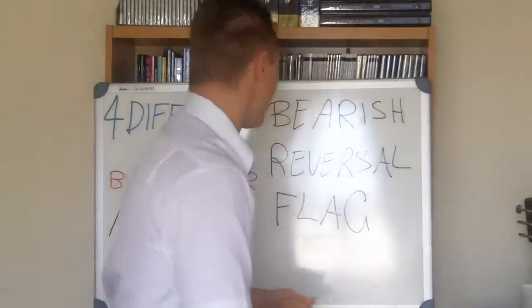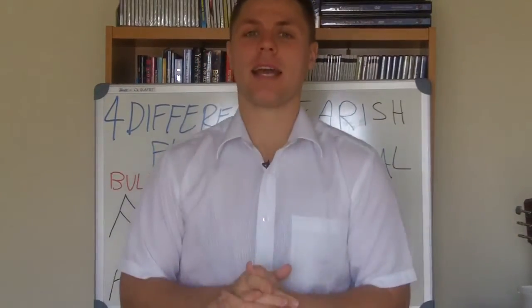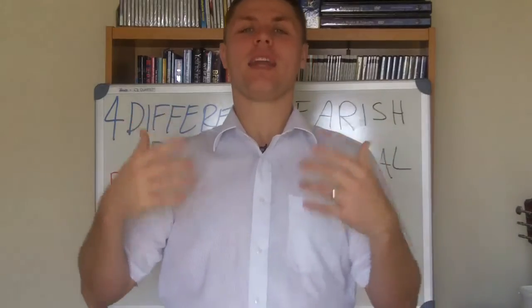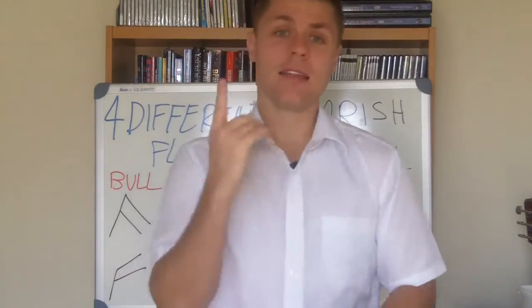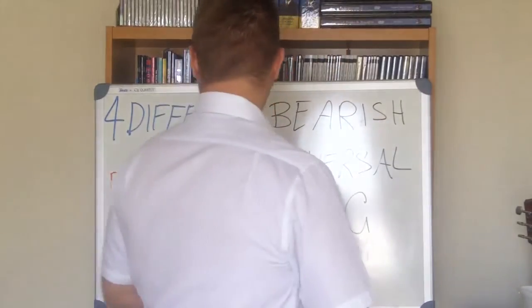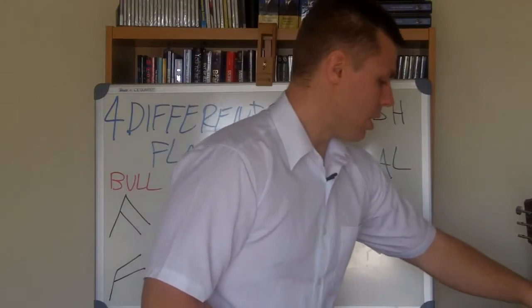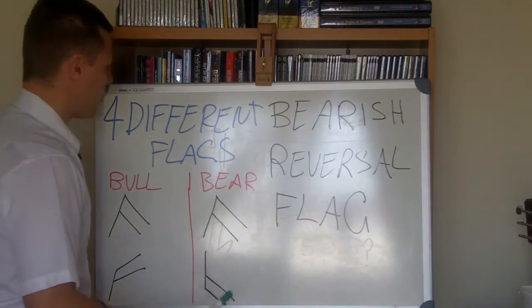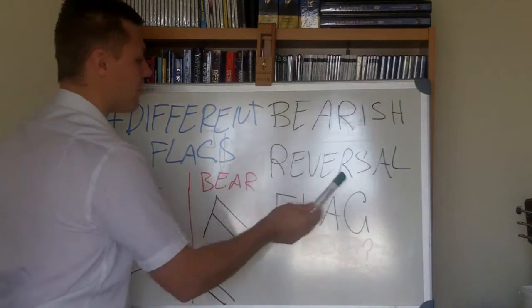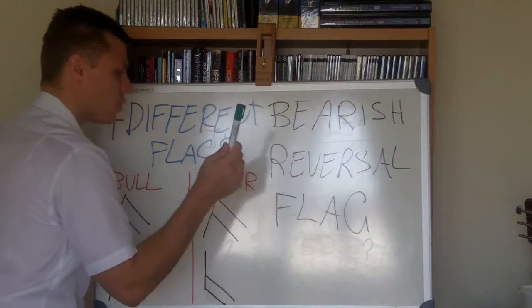So some of you know about the continuation flags, but some of you don't know about the reversal flags. Okay, there's 4 types of flags, and let me show you what they are right now. Okay, let me grab a marker here. And what we're looking at here is we're looking over here. This is the bearish reversal flag right now, and I'm going to show you exactly what I mean by bearish reversal flag.